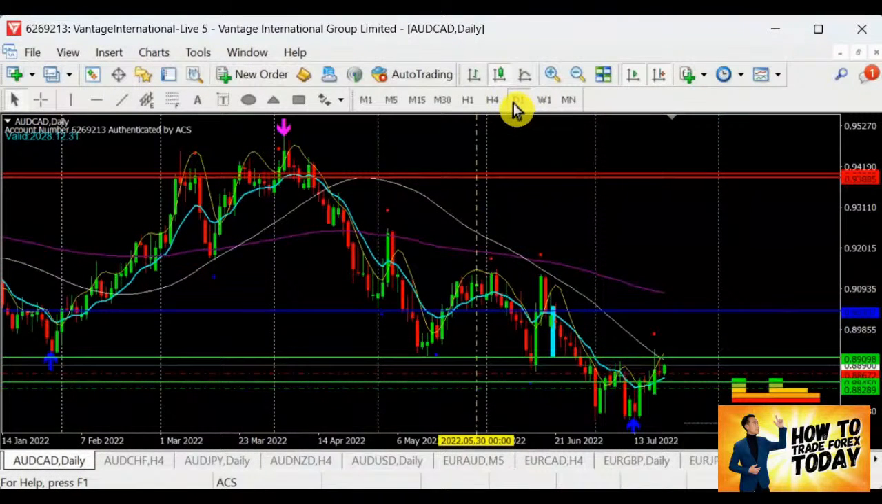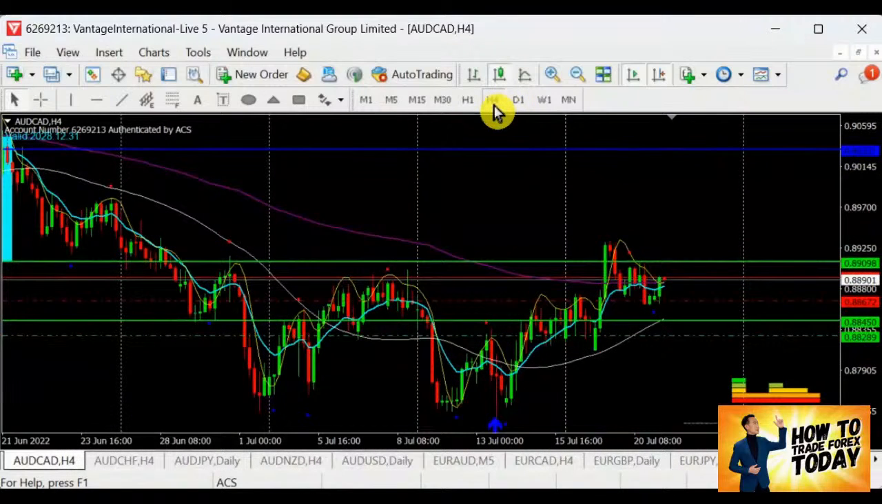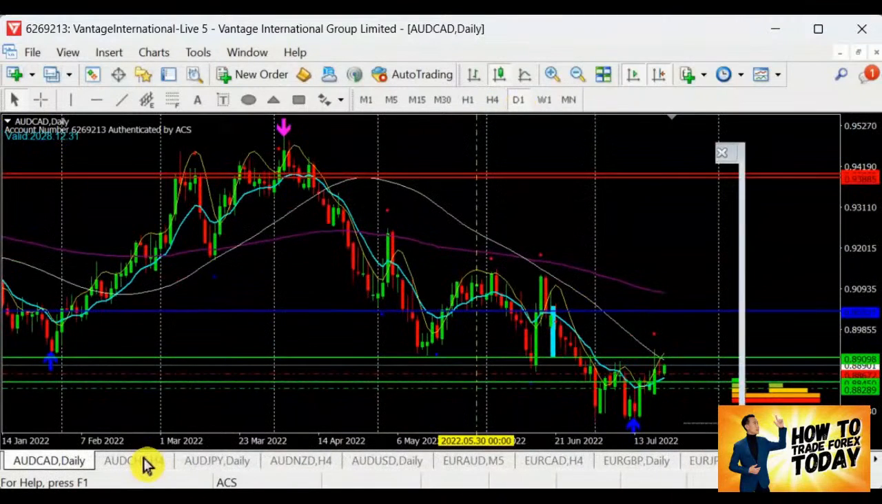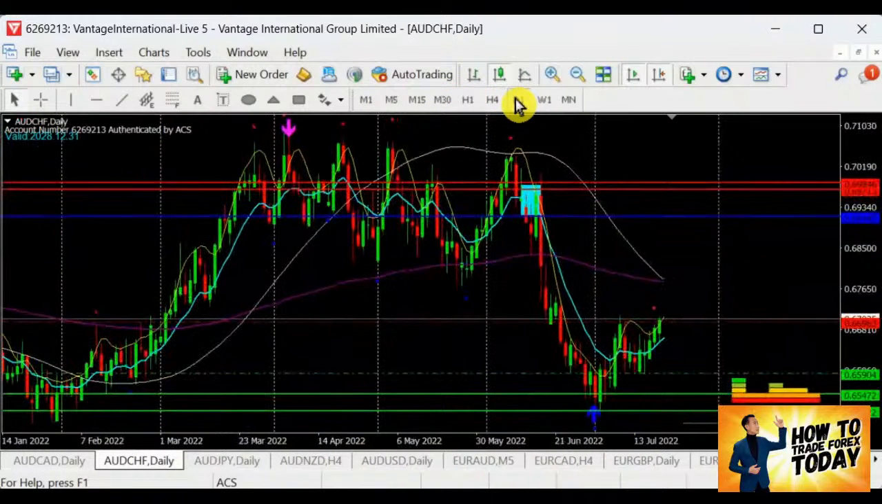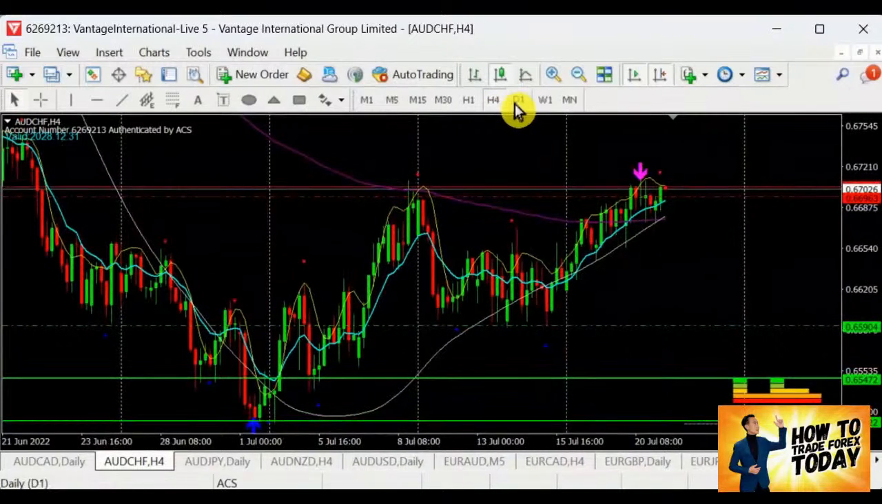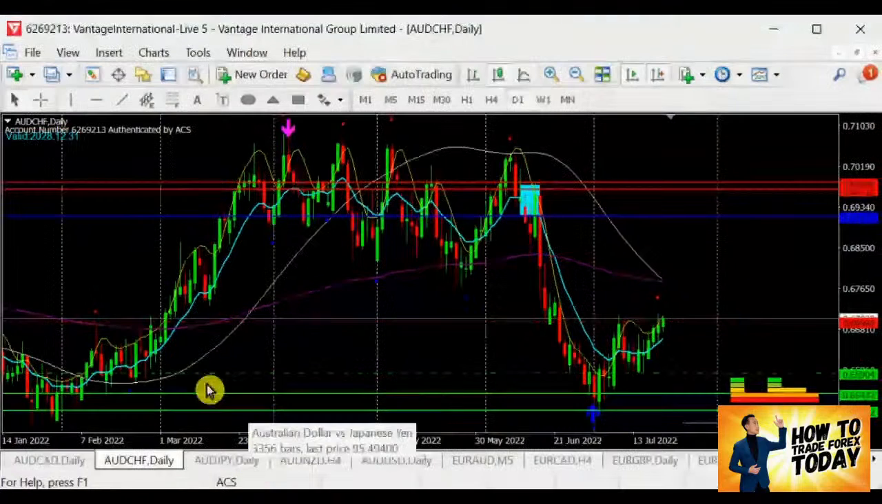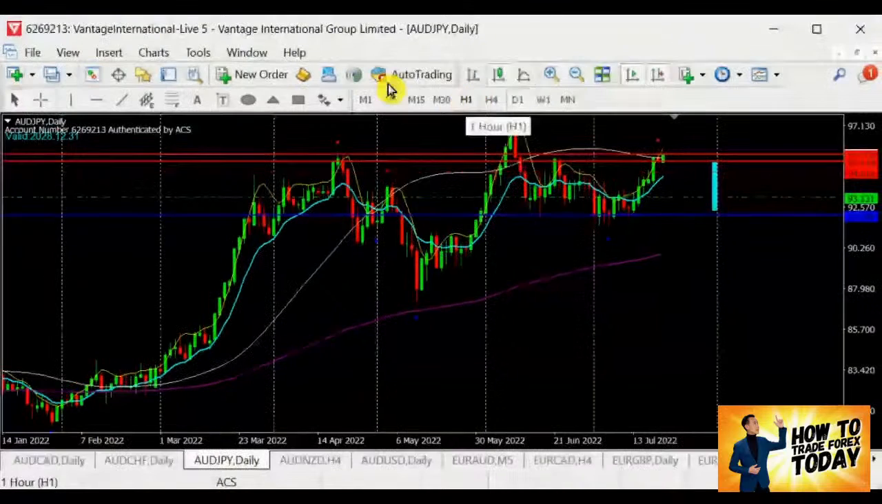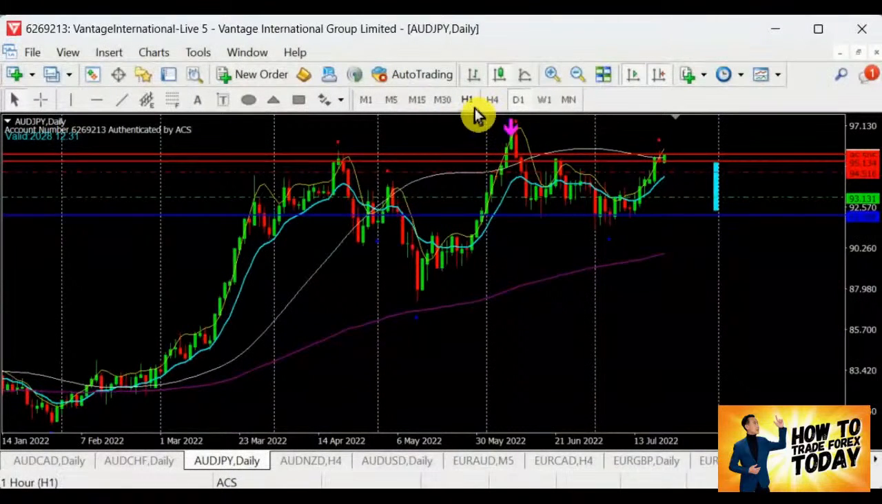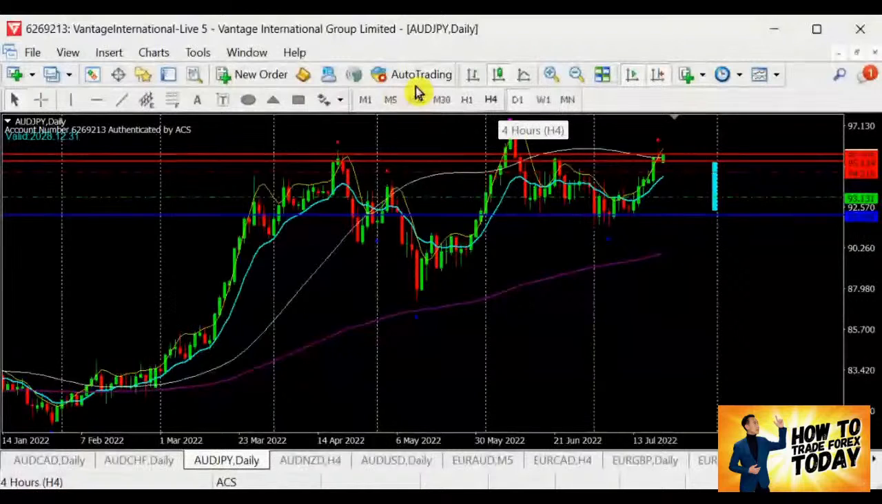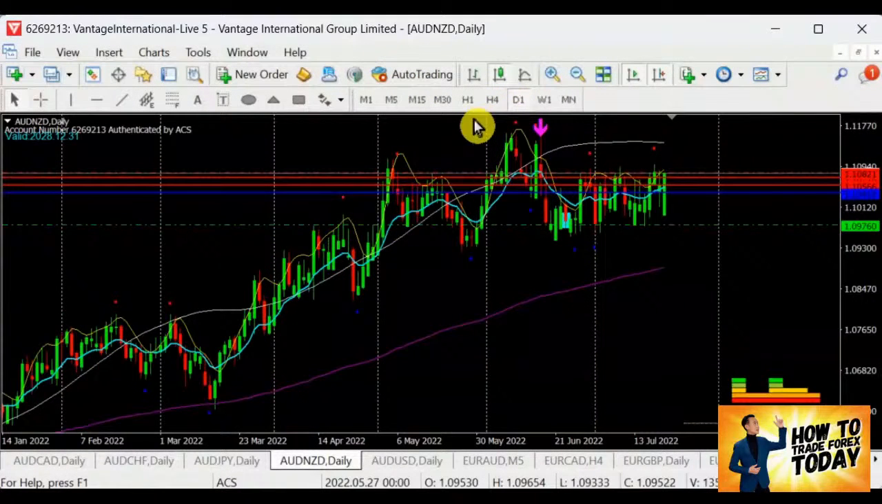So let's see what we have. AUDCAD, like I said, is actually moving into the bull, so tentatively I won't be looking at it for selling. I'm going to leave it aside. Aussie franc is also going to be a bull market soon, so tentatively I'm not going to touch this. It seems like the Aussie has started to retrace. Aussie yen is on the bull side, so no selling. Aussie Kiwi is also on the bull side right now, so I'm not going to touch it.